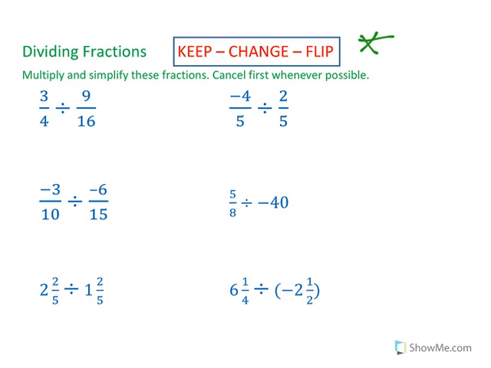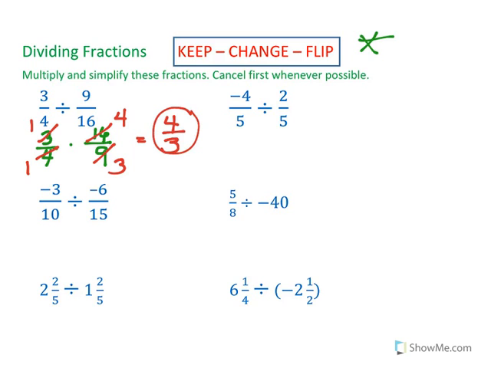So what we're going to do is we're going to keep 3/4, change division to multiplication, and flip the divisor, 16/9. And now we multiply. 3 goes into 3 once, into 9 3 times, 4 goes into 4 once, and into 16 4 times. No negative symbols. My answer is 4/3.